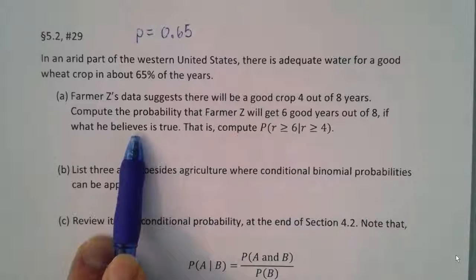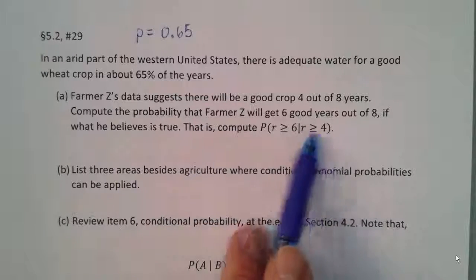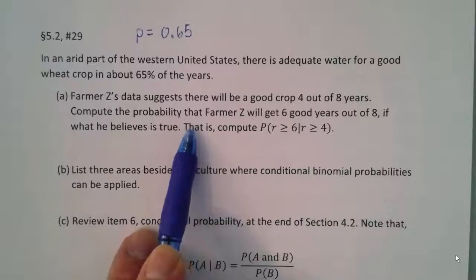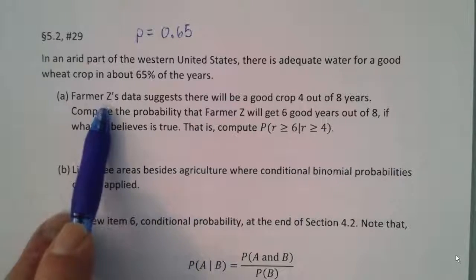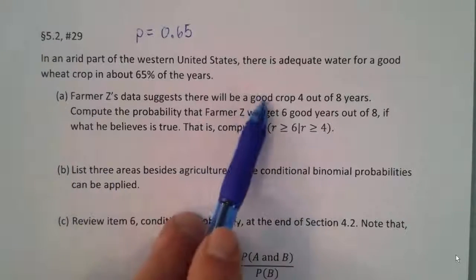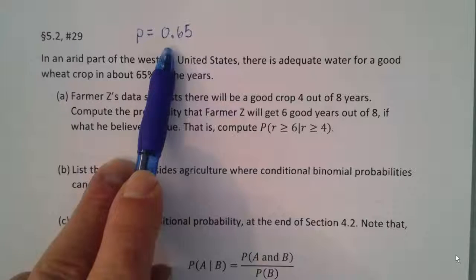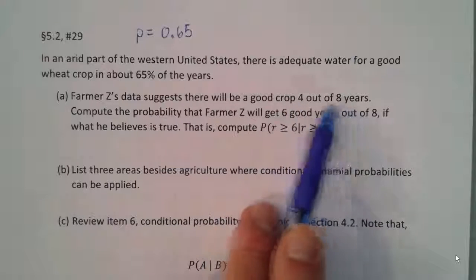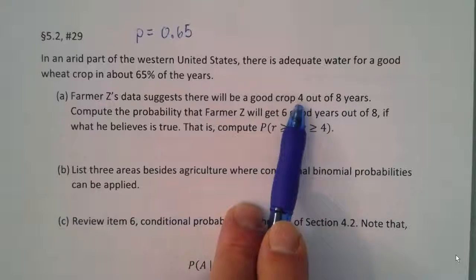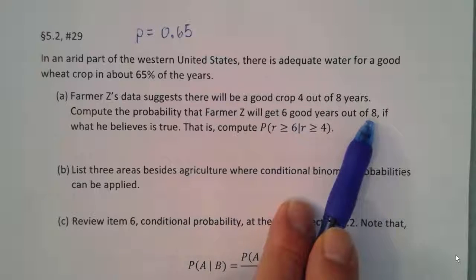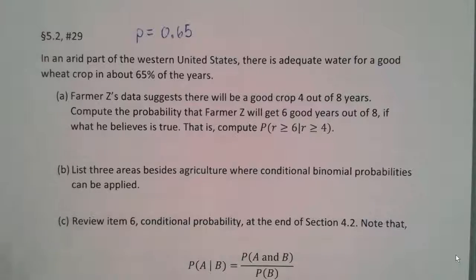Now, by my way of thinking about it, if we didn't have this sentence here, I would probably not interpret the question the way that this is stated at all. It kind of sounds to me like, in general, there's a 65% chance of a good crop. Farmer Z thinks there's 4 out of 8. That's a 50% chance of a good crop. So what's the probability that 6 out of the following 8 will be good crop years? That wasn't apparently what was intended at all.